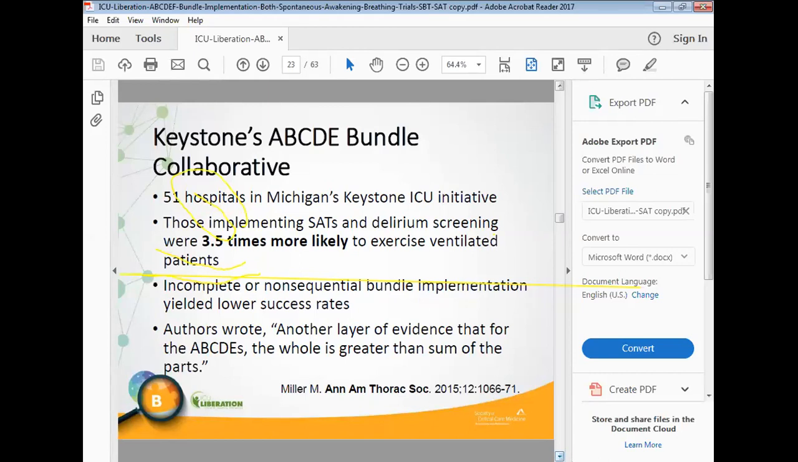This is another collaborative, again, similar collaborative, and you could see many of these collaboratives done in the United States.